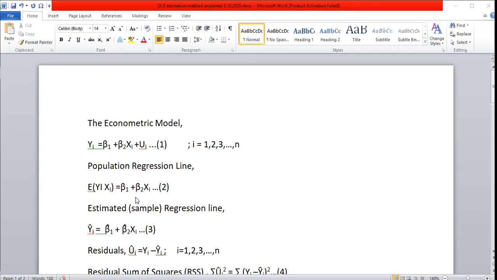No. Can't you see this left hand side? What is this left hand side here? Can you see this left hand side? How many times am I telling you? Expected value of y given xi. What is that?